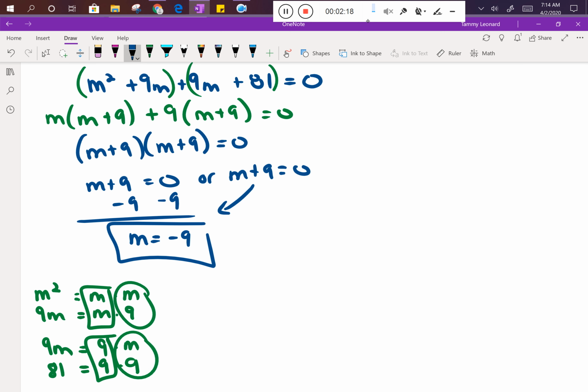Remember back to when we were solving by graphing, that can happen. It's possible for a parabola to touch the x-axis only at its vertex. And when that happens, you only get one x-intercept, which means there's only one value for x that makes y equal to 0. This graph would basically look like this, where it's touching the x-axis at negative 9, 0.